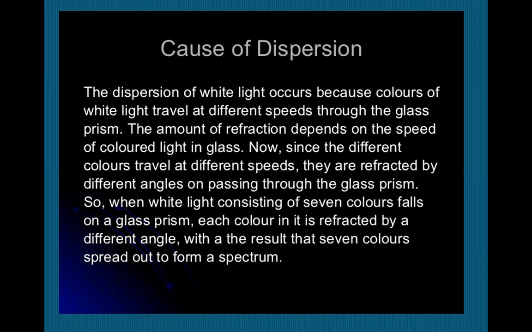Now, since the different colors travel at different speeds, they are refracted by different angles on passing through the glass prism. So when white light consisting of 7 colors falls on a glass prism, each color in it is refracted by a different angle, with the result that the 7 colors spread out to form a spectrum.